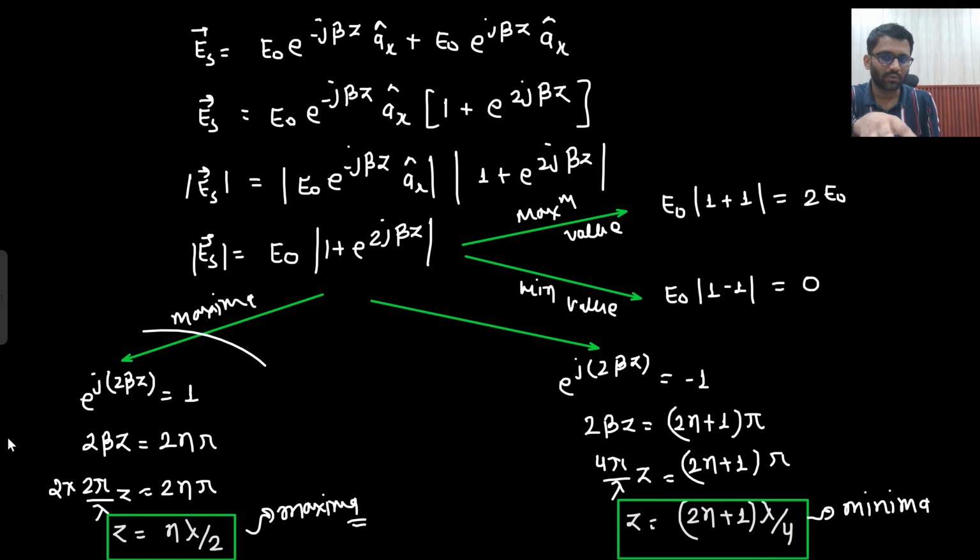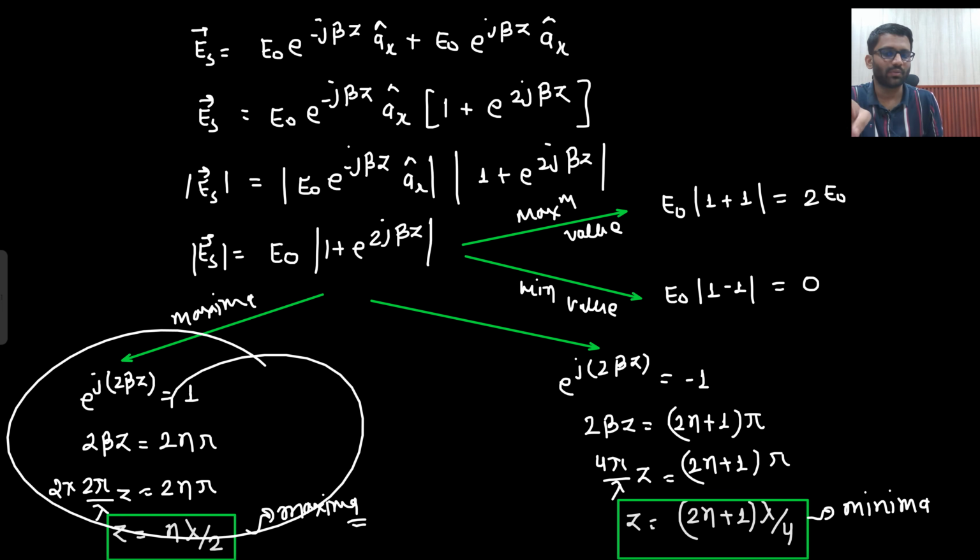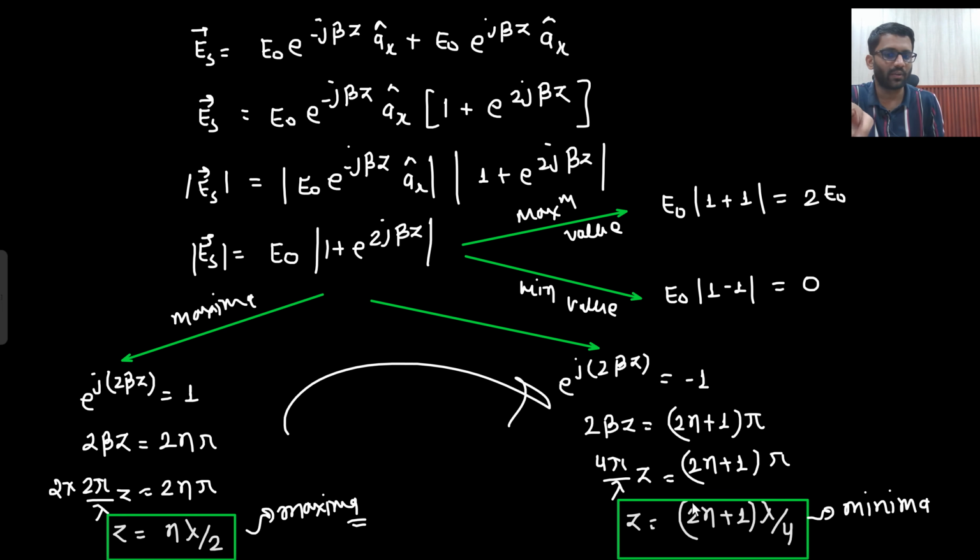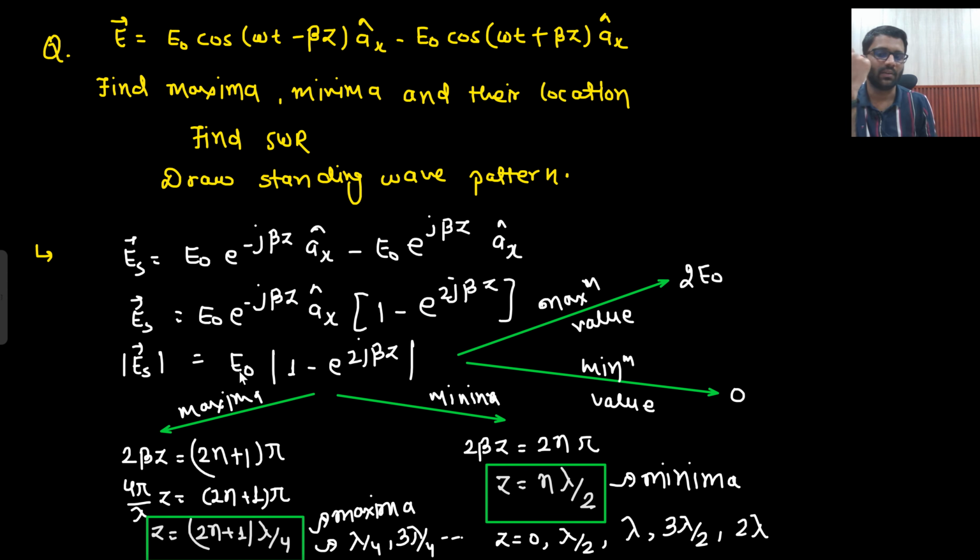You do not have to solve both of the things. You just need to solve one thing. From one to another, you can go without even solving it. So once I know the location of maxima, I can go to the location of minima very easily. Here also, if I know the location of maxima, I can go to the location of minima as well.